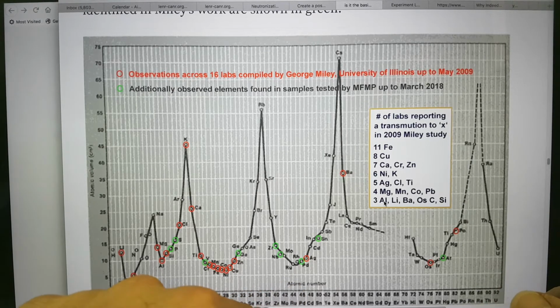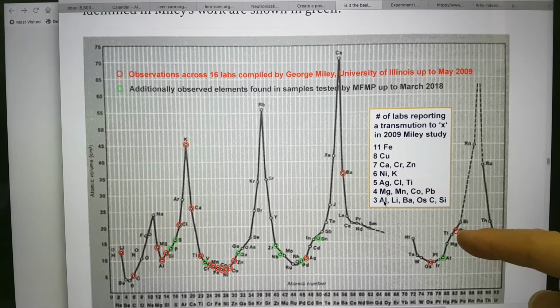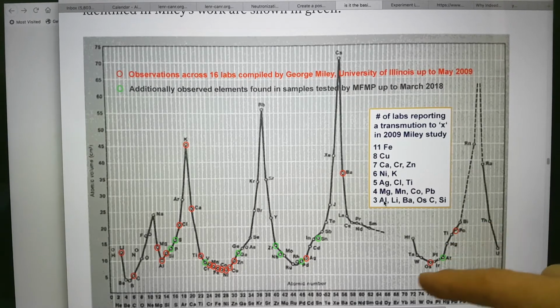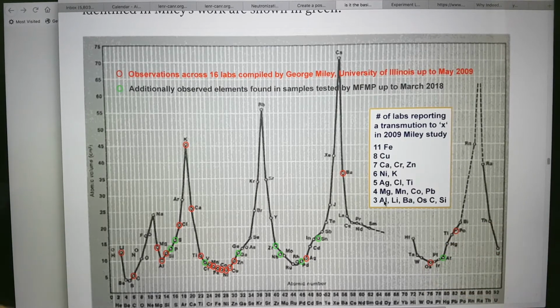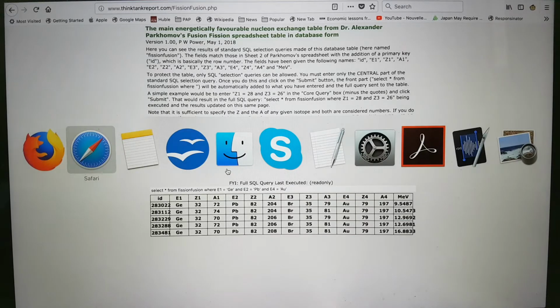Gold. I've lost it. Anyway, lead's up here. So it's favourable for that to go down there, but it's almost more favourable to go to osmium.